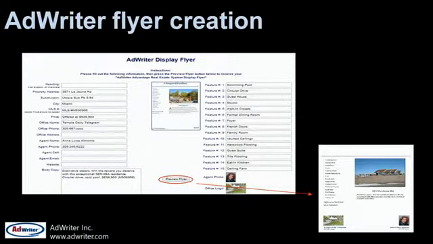Even before publishing and advertising, the AdWriter system has built-in capability to generate one-page property flyers. These are perfect for instant printing for open houses and office handouts.